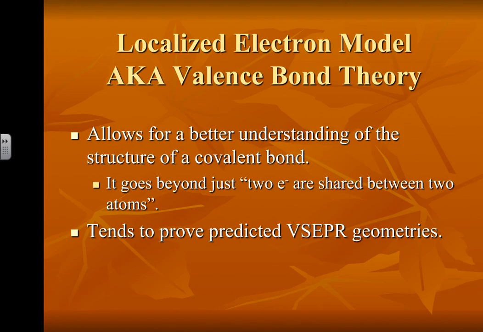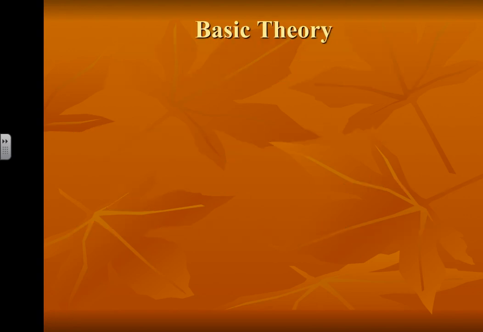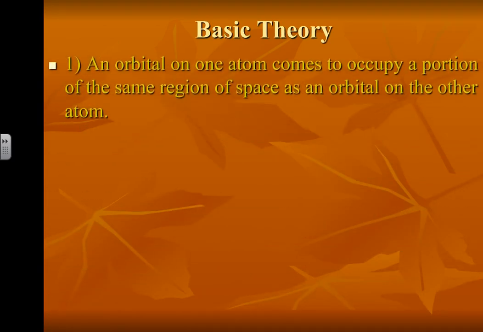However, as it says in that second bullet point in the middle, it does go beyond just what you've learned. So that's where we're going to take one extra step kind of into infinity and beyond, and we'll see if we can make a little extra sense out of this. So the basic theory as far as valence bond theory goes has two big points. Point one, an orbital on one atom comes to occupy a portion of the same region of space as an orbital on another atom. Simply put, orbitals overlap.